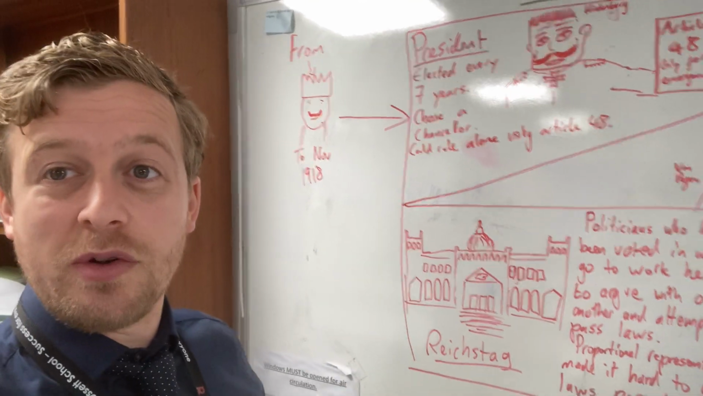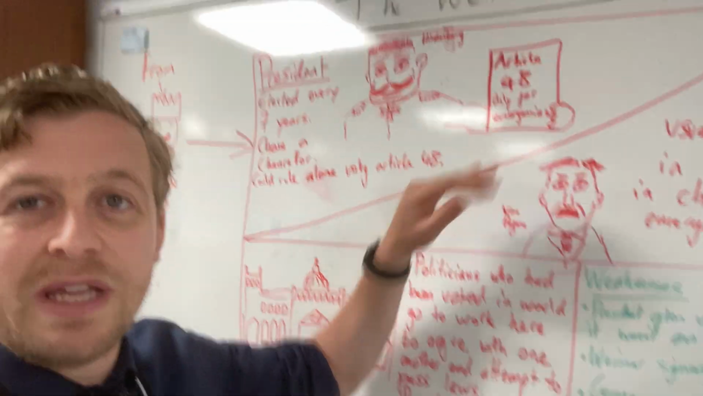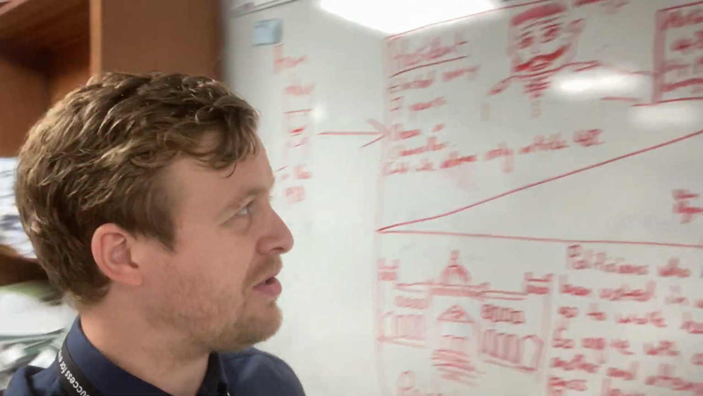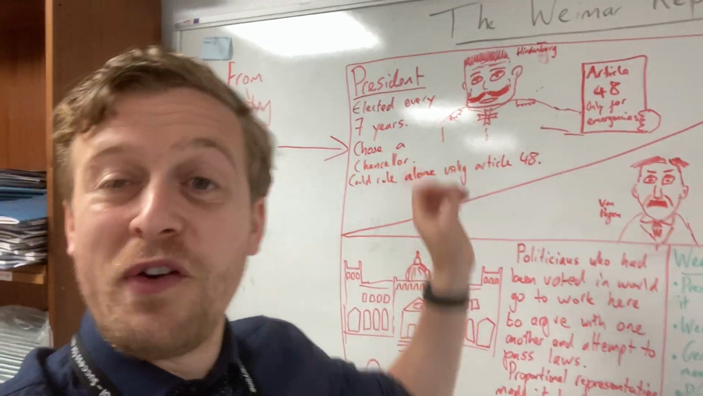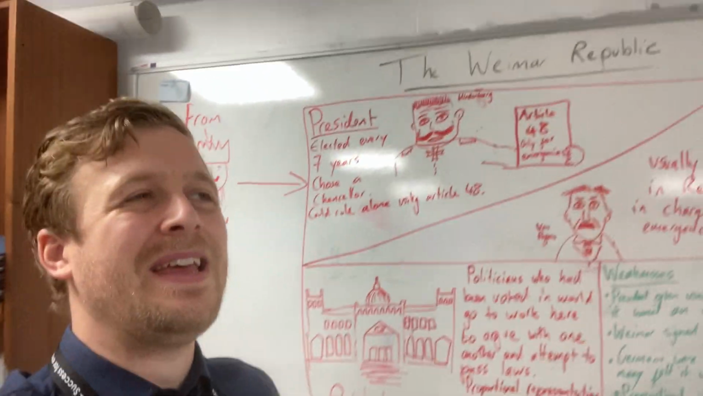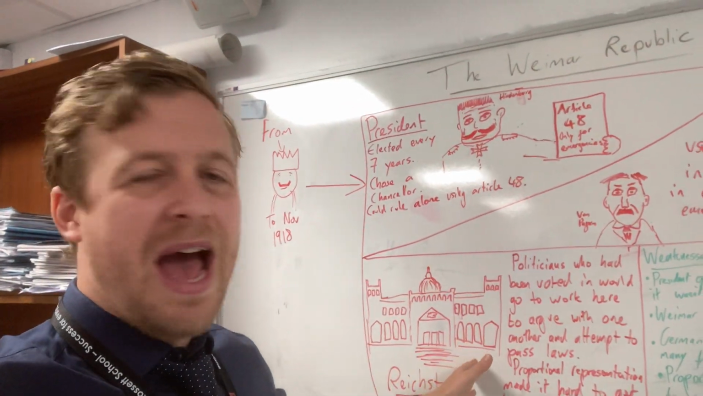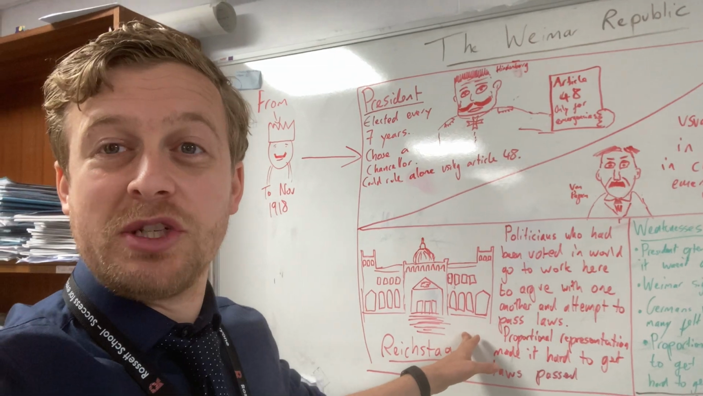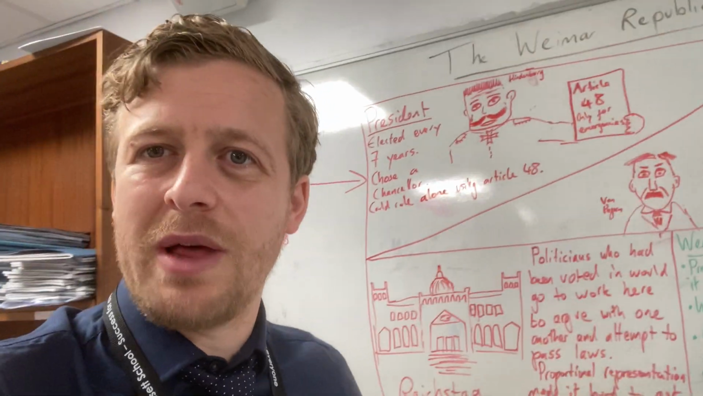He was a famous general from the First World War. And you can see him there holding Article 48, because when they wrote all the rules about how the Weimar Republic would work, the 48th rule that they wrote, so Article 48, said if there was an emergency, the president doesn't have to ask the Reichstag, the politicians, to vote on something. He can just decide, well, we're going to have to do that because it's an emergency. So I'll give you an example of that.